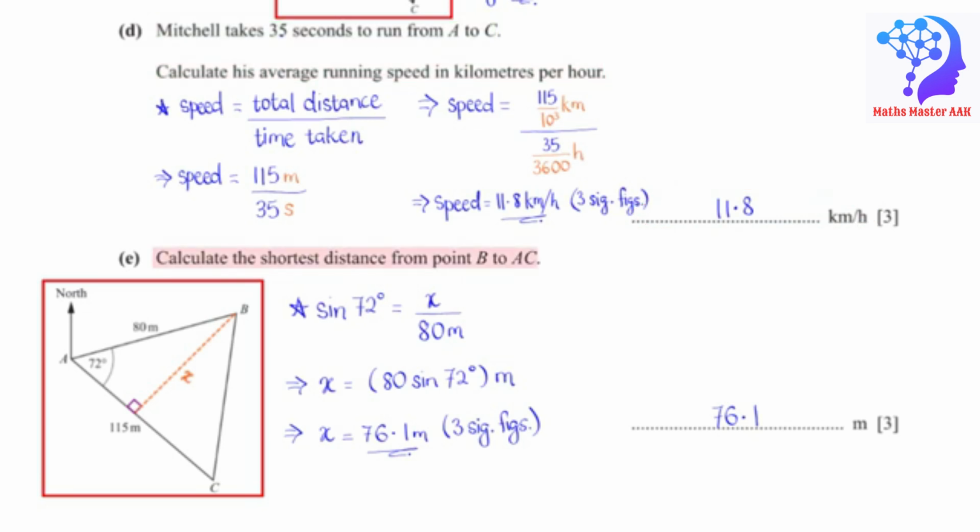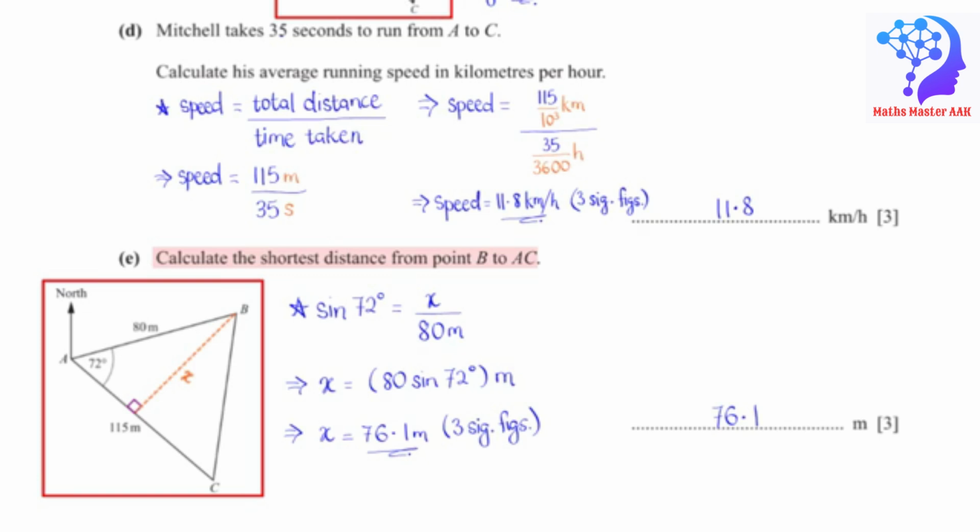Calculate the shortest distance from point B to AC. The shortest distance is from point B to a point on AC such that the line is perpendicular to AC. We've labeled this as X.